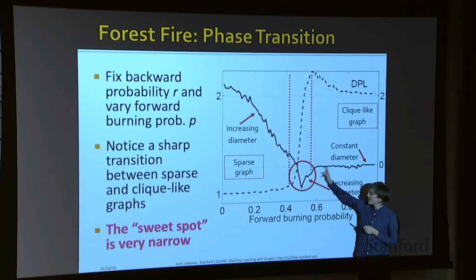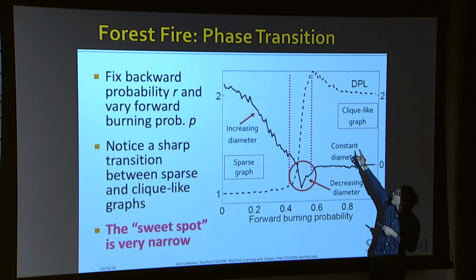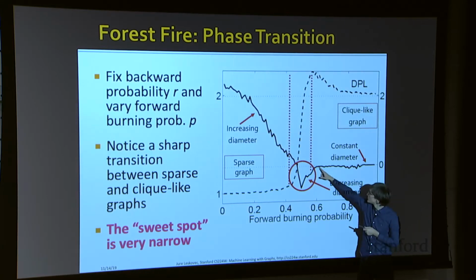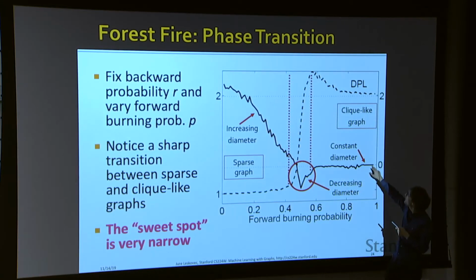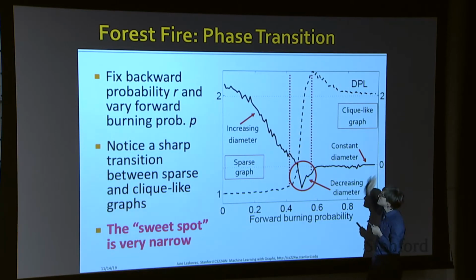And again, why is it constant here? Is because we are creating a complete graph. Every node links to every other node. So diameter will be constant. It will be 1. We are creating a complete graph. So everything from here on makes total sense.